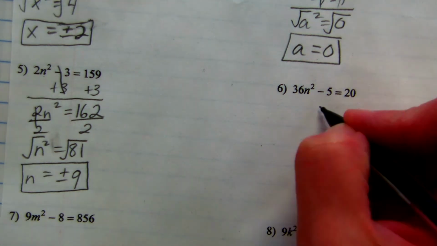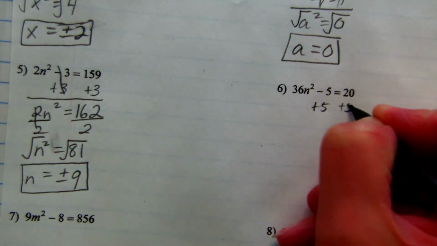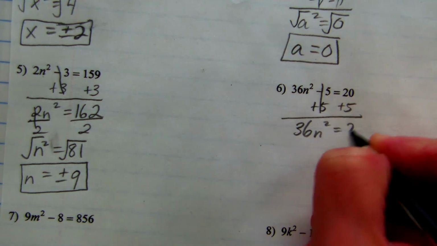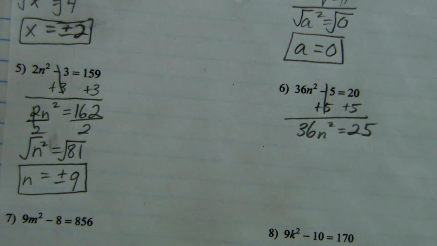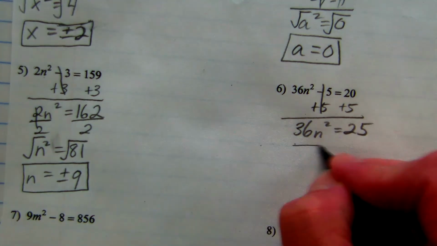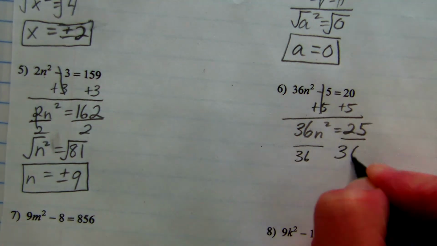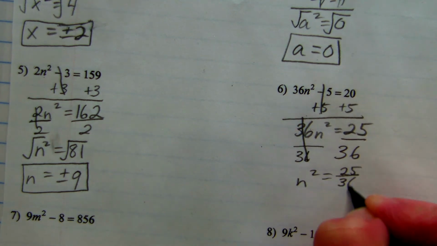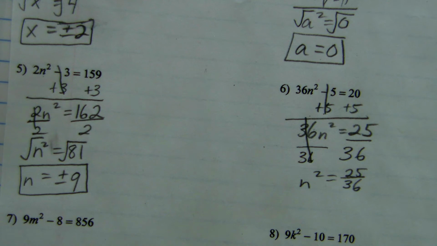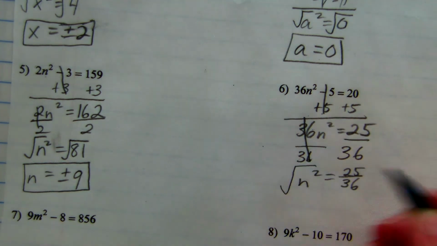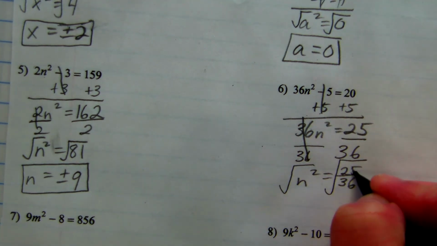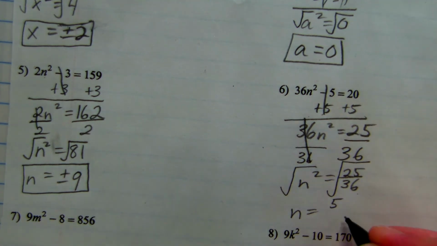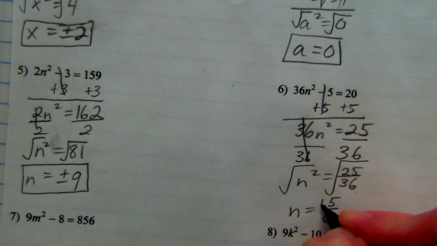So on number 6, we would add 5 first. We'll have 36n squared equals 25. And then we have to divide by 36. And I'm going to tell you to just leave it for a second as 25 over 36. Because when I square root, I just have to square root the top and square root the bottom. So the square root of 25 is 5. Square root of 36 is 6. And then we have plus or minus.